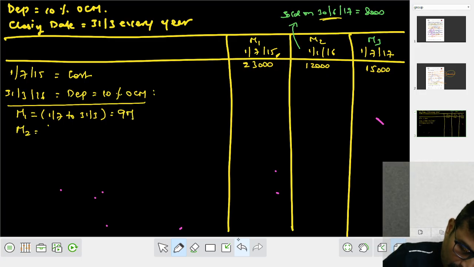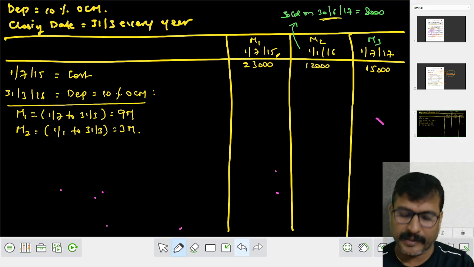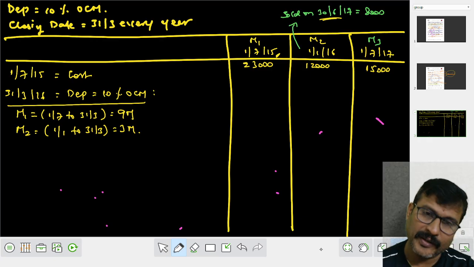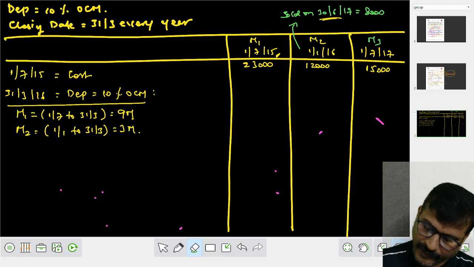M2 is purchased on 1st January. We are closing on 31st March. It is of 3 months. My dear children, we are into OCM method, right? 23,000 into 10% into 9 by 12 for M1. Okay. For M2, what we have to do?